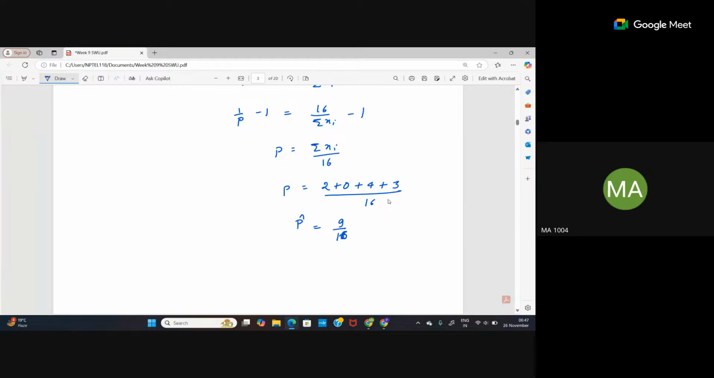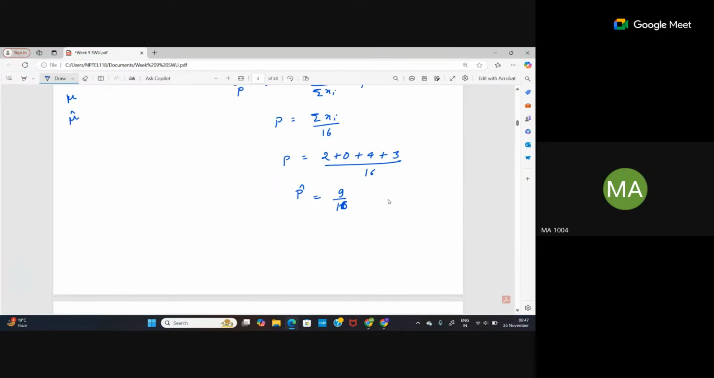An estimator we represent, suppose you have a parameter mu, and its estimator we represent by mu hat. So here we have found the maximum likelihood estimator, right? So this 9 upon 16 is the estimate for your parameter. So this is your estimator, that's why we have denoted it by p hat. Clear? Yeah, okay.